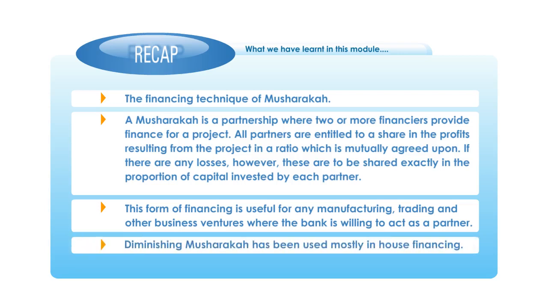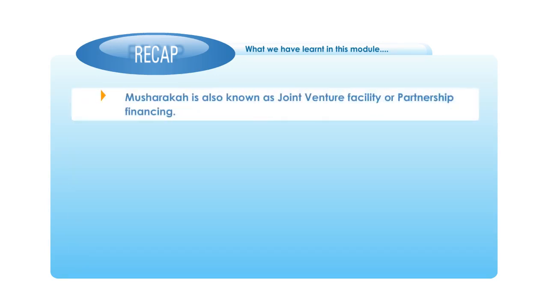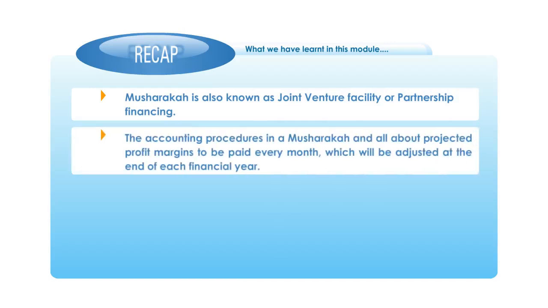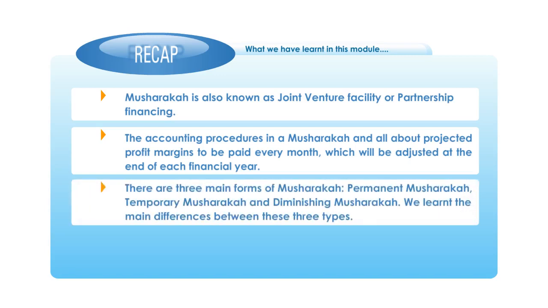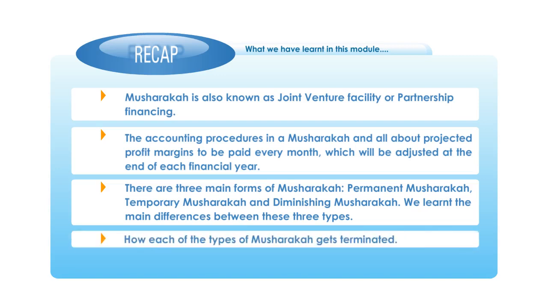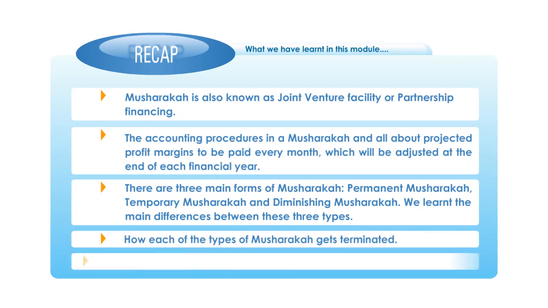Diminishing musharaka has been used mostly in house financing. Musharaka is also known as joint venture facility or partnership financing. The accounting procedures in a musharaka and all about projected profit margins to be paid every month, which will be adjusted at the end of each financial year. There are three main forms of musharaka: permanent musharaka, temporary musharaka, and diminishing musharaka. We learnt the main differences between these three types, how each of the types of musharaka gets terminated, and the main differences between a mudaraba and a musharaka.